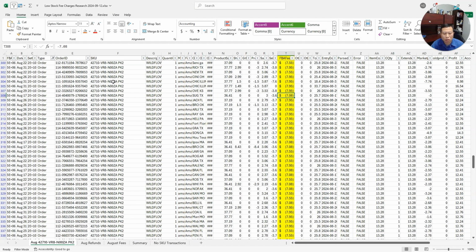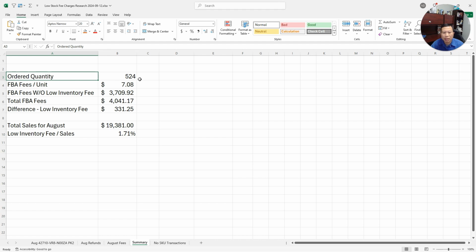For this particular SKU, I was able to do it manually because I knew the FBA fee was $7.98. So I looked at the order quantity and the baseline, $7.98, and multiplied those two to equal $3,709.84, which is what it's supposed to be without the low inventory fees. But the FBA fees, when I summed it up, were $4,041.17, and the difference was $331.25. So for this particular SKU, they're charging me $331 for the low inventory fee, which is 1.1 cent. This is not too bad, but as you can see, the other example was closer to 10%.